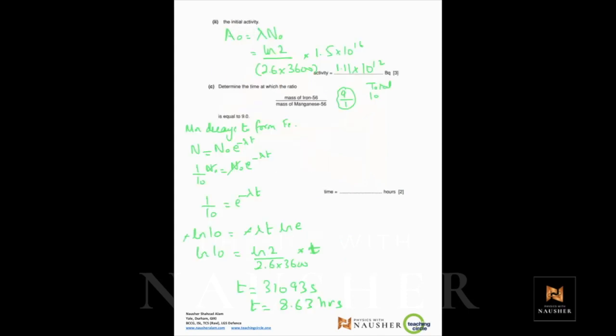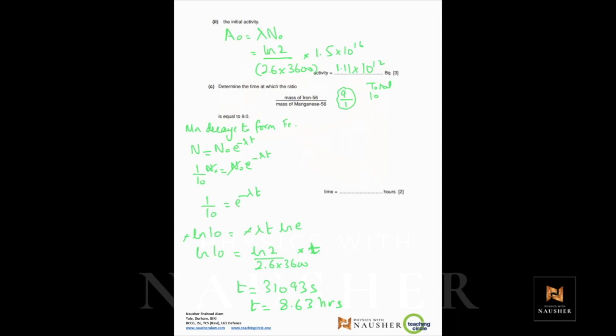Next, the initial activity. The formula is A naught is equal to lambda into N naught. N naught you initially found out in the previous part, which was 1.5 in 10 to the power 16. Lambda, which is decay constant, is given by ln2 over half-life. Half-life was 2.6 hours. Convert that into seconds, because you have Bq over here. Becquerels means per second. So ln2 over half-life in seconds into N naught, the value, and the answer is 1.11 into 10 to the power 12.